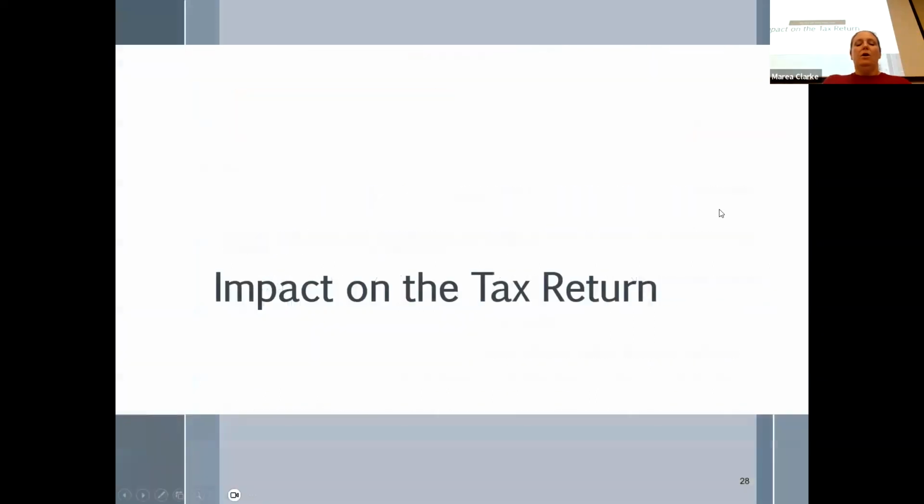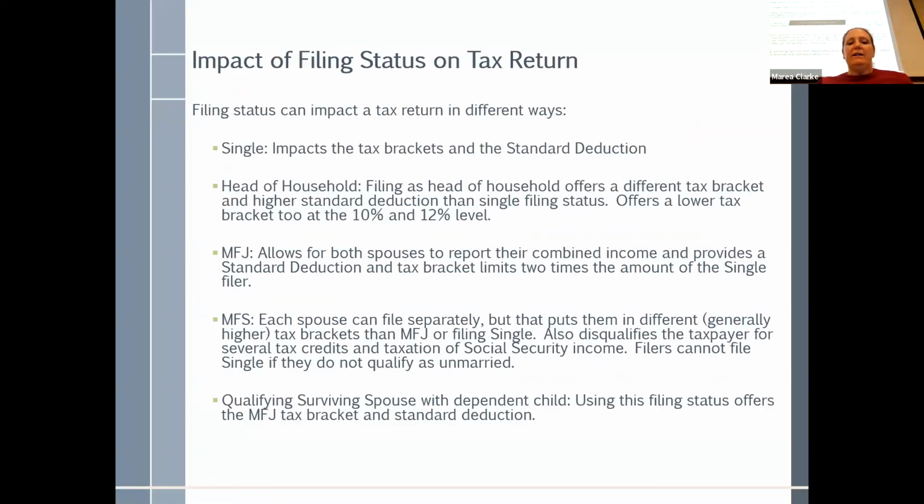Okay. All right, let's talk about the impact of the filing status. It can impact the return in a couple of different ways. If you're single, it impacts your tax bracket. So like how much income you earn at the first 10,000 and 10% versus how much income you can earn at 12%, how much income you can earn at 24% and on from there. Head of household also affects your tax brackets and your standard deduction. It offers a lower bracket as well at the 10% and 12%.